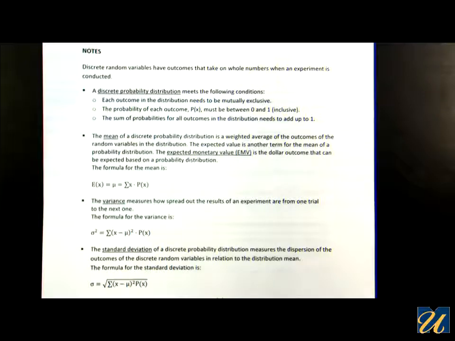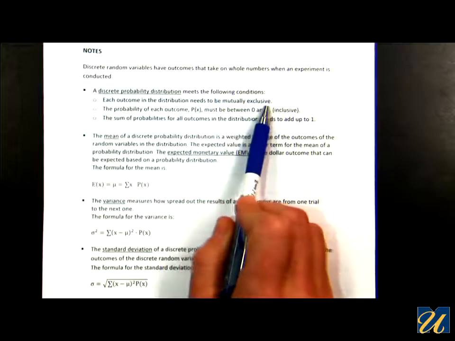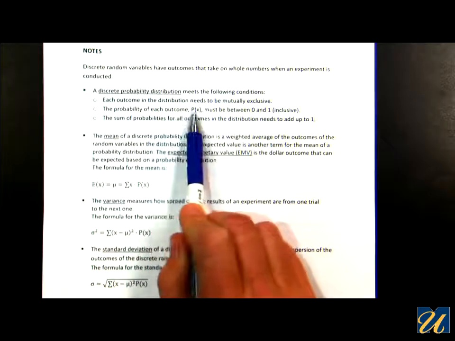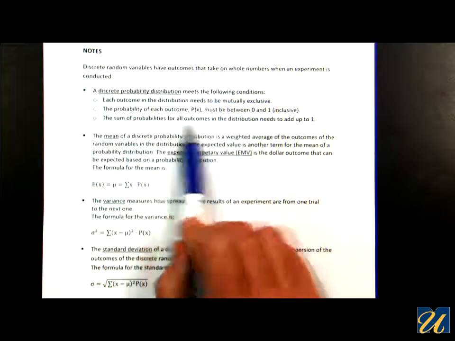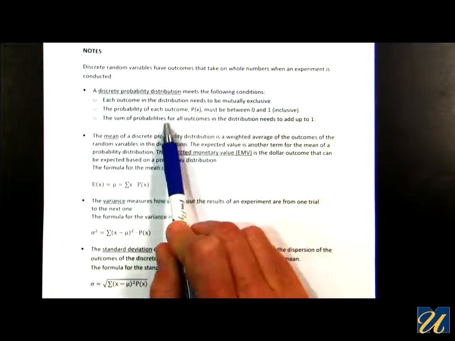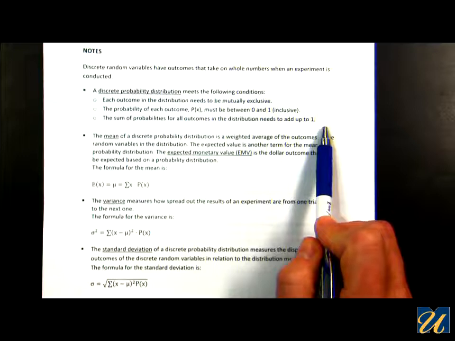So we start with what a discrete probability distribution is. You need to understand that it has to meet the following conditions. Each outcome in the distribution needs to be mutually exclusive. The probability of each outcome has to be between 0 and 1. The sum of the probabilities of all possible outcomes needs to add up to 1.